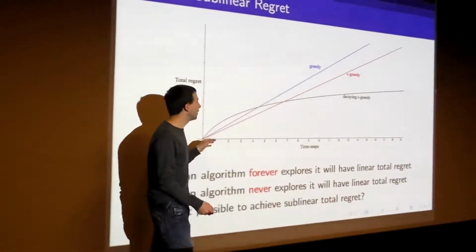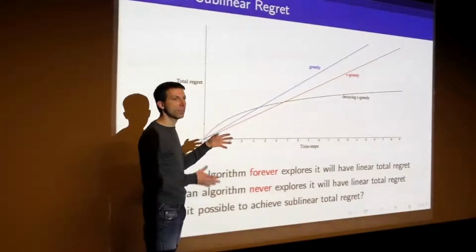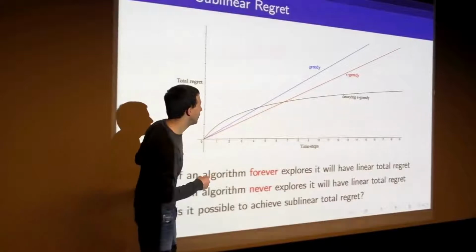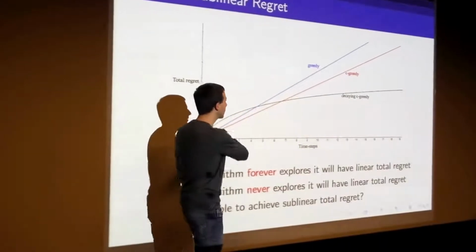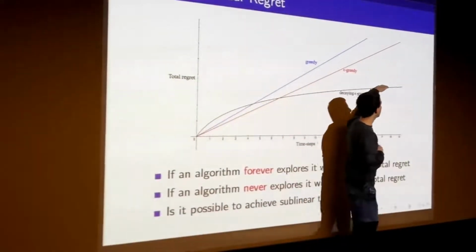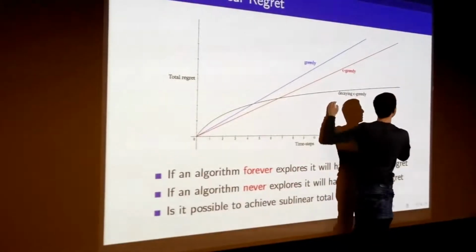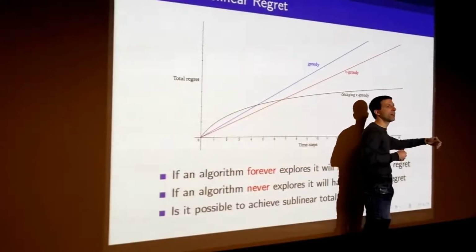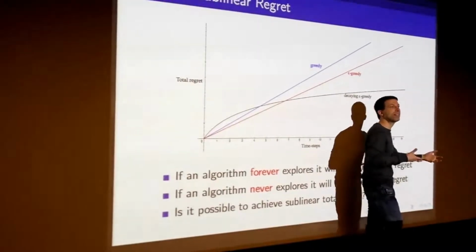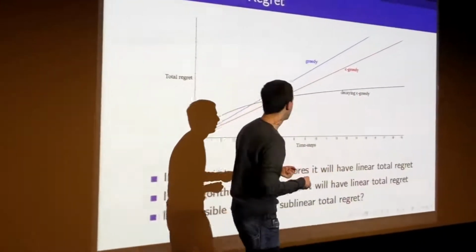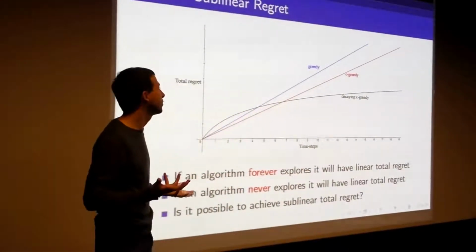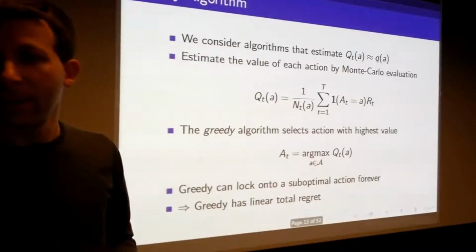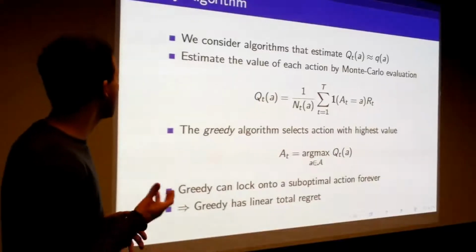When we act greedily, we also incur this linear regret, as we'll see, because we might lock on to the wrong action. And the question is, can we ever get sublinear regret? We want something which starts to asymptote out. We want something which gets less and less regret. As we see more and more, we want to do better and better and regret our choices less and less as we go on. And the question is, how can we achieve that? Is it possible to achieve sublinear total regret? And happily the answer is yes, and we'll see why.